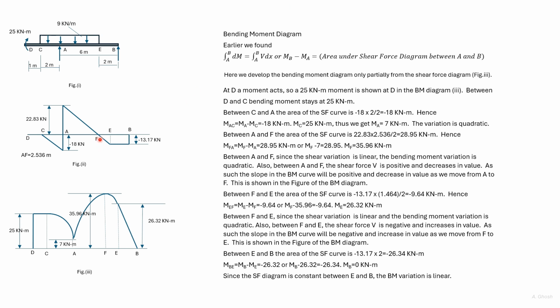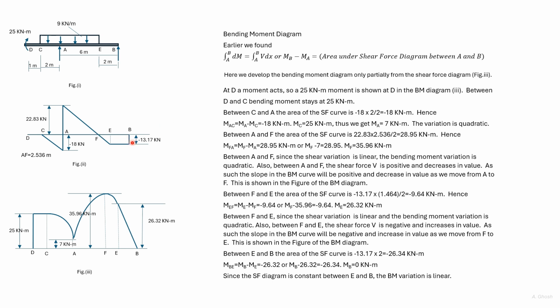The area between F and E of this triangle is given here. MEF is ME minus MF, which is equal to minus 9.64. We know MF, and we can find out ME, which we get as 26.32 kilonewton meter. Again, the variation between F and E of the bending moment diagram is quadratic.